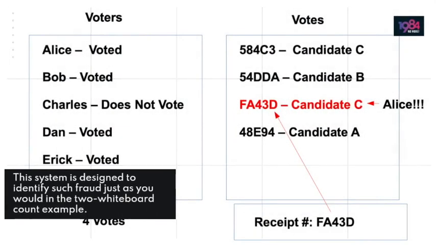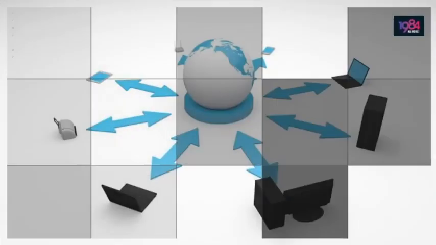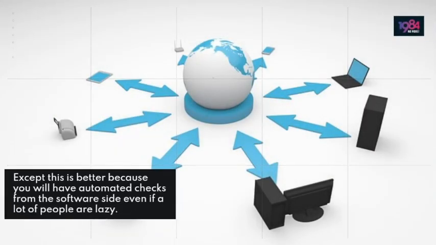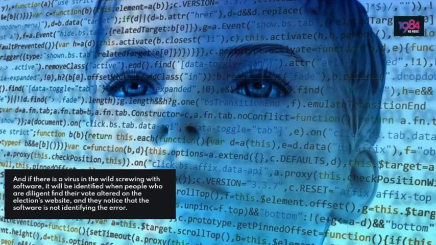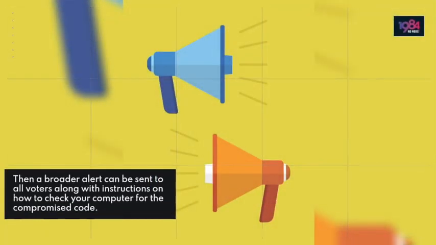This system is designed to identify such fraud just as you would in the two whiteboard count example. Except this is better because you will have automated checks from the software side even if a lot of people are lazy. And if there is a virus in the wild screwing with software, it will be identified when people who are diligent find their vote altered on the elections website, and they notice that the software is not identifying the error. Then a broader alert can be sent to all voters along with instructions on how to check your computer for the compromised code.